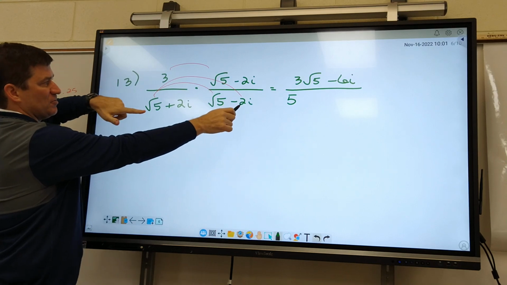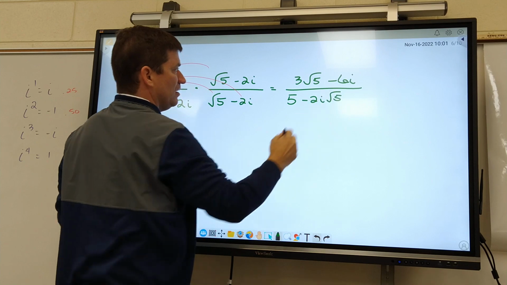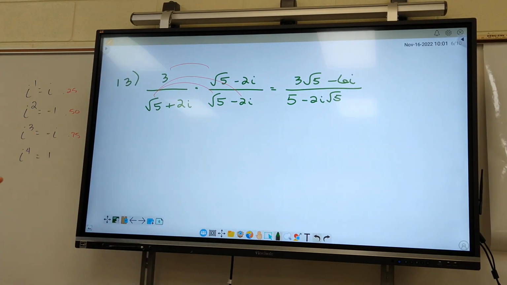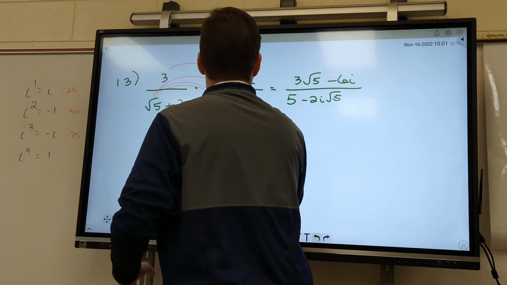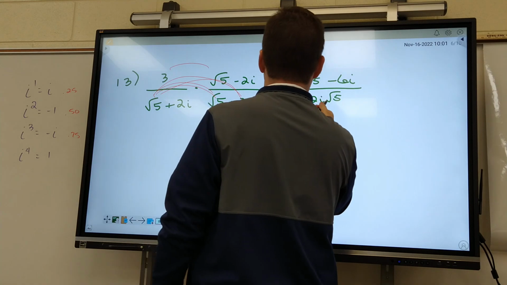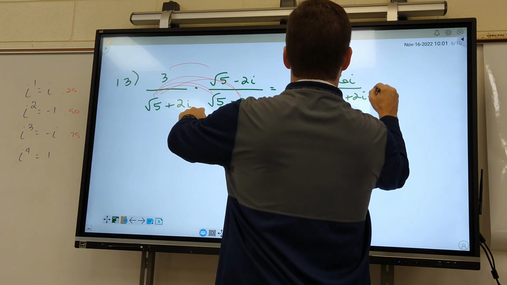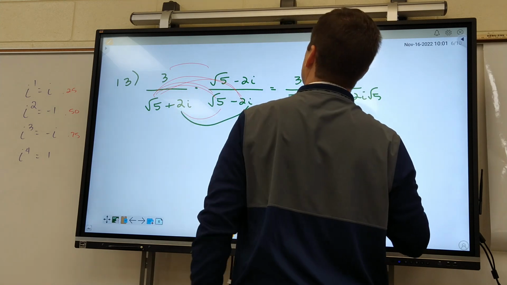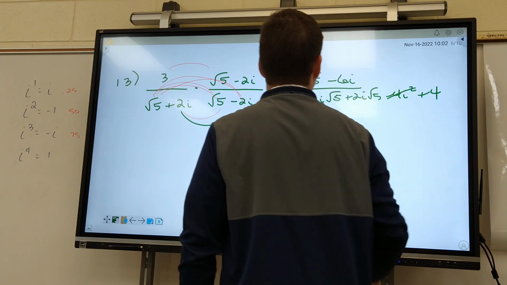Can I even times those together? No. So I just write negative 2i and root 5. I write them together, but I can't times them together. I times these two, I got 5. I times these two, I got this. I times these two, that's a plus 2i. And 2i times negative 2i is negative 4i squared, which is a plus 4.